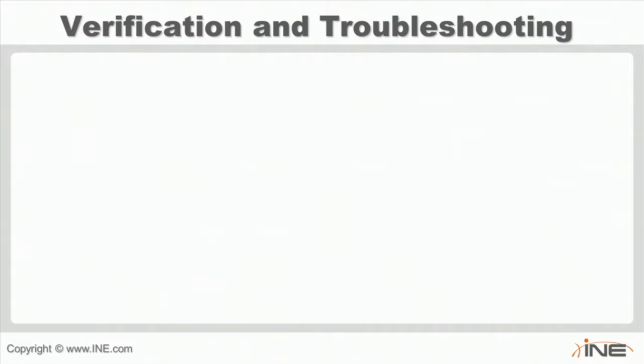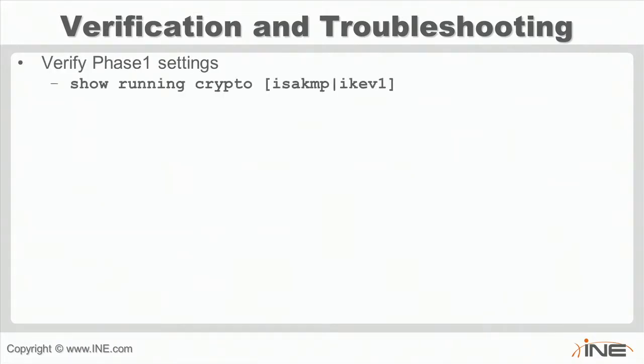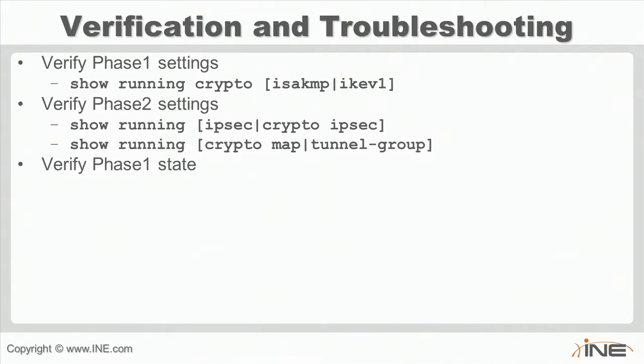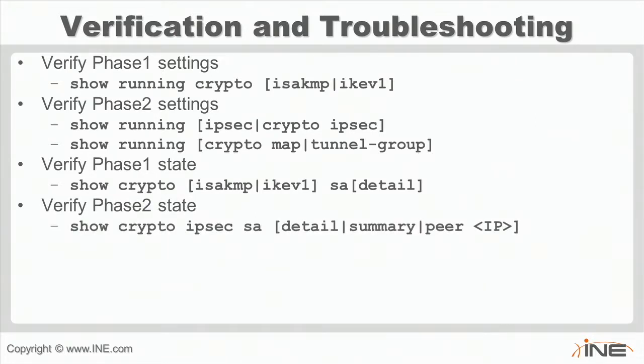Now in terms of verification, most of the commands are going to be pretty similar here. To look at the config, you can look at show run crypto ISAKMP, or run crypto IKEV1. For phase 2, that is going to be the IPsec config, so look at the crypto map, and also to look at the tunnel group. To look at the phase 1 state, that would be our ISAKMP SA, so we show crypto ISAKMP or show crypto IKEV1 SA. For phase 2, that's going to be the IPsec SA.